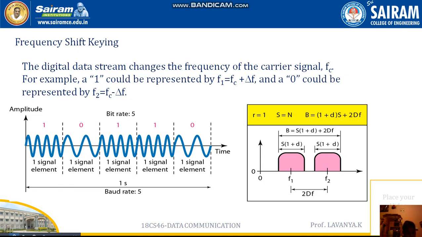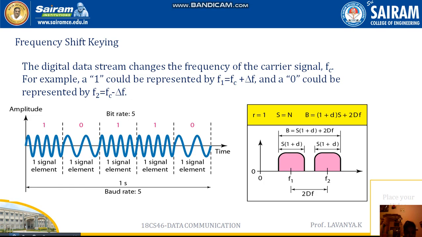Then one more thing here, in frequency shift keying we are going to talk about two methods or two levels. The first is binary FSK and the second is multi-level FSK. In binary FSK we consider two carrier frequencies, which we call F1 and F2.